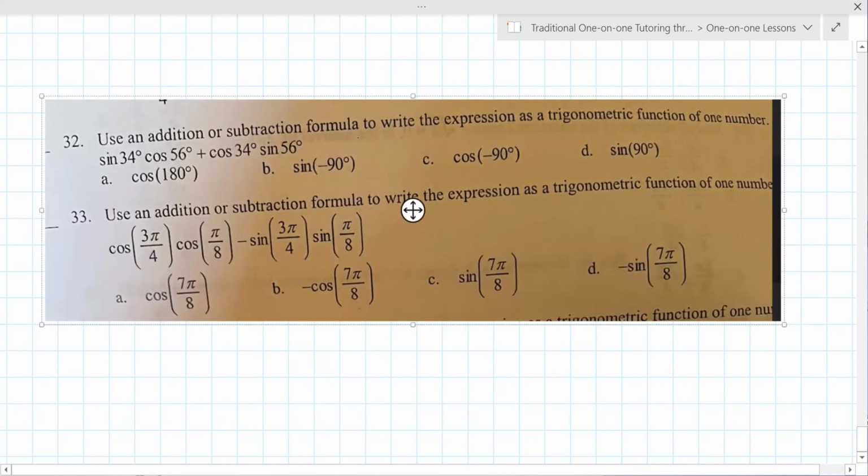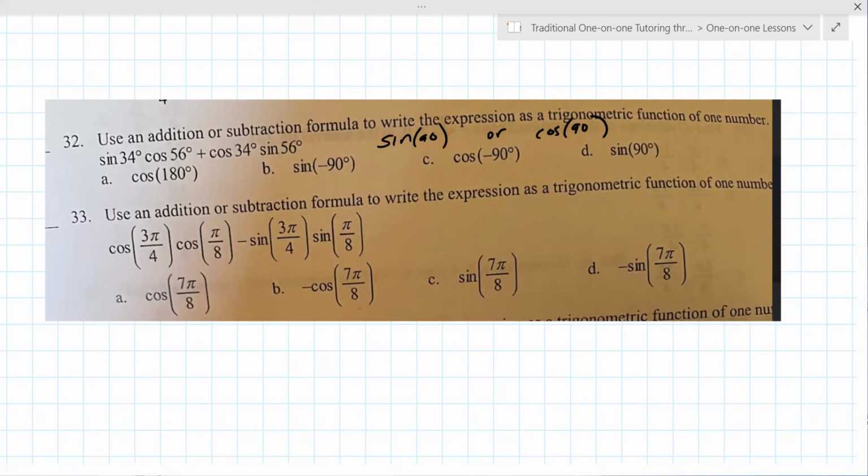So in the case of 32, it's either the sine of 90 or it's the cosine of 90. And the formula will verify that. And similarly with this one, it's either adding or subtracting to get it. Now, if you're good at memorizing stuff, you'll be able to see these pretty quickly. But I have to look at the formulas. I don't remember these because I don't use them very often.